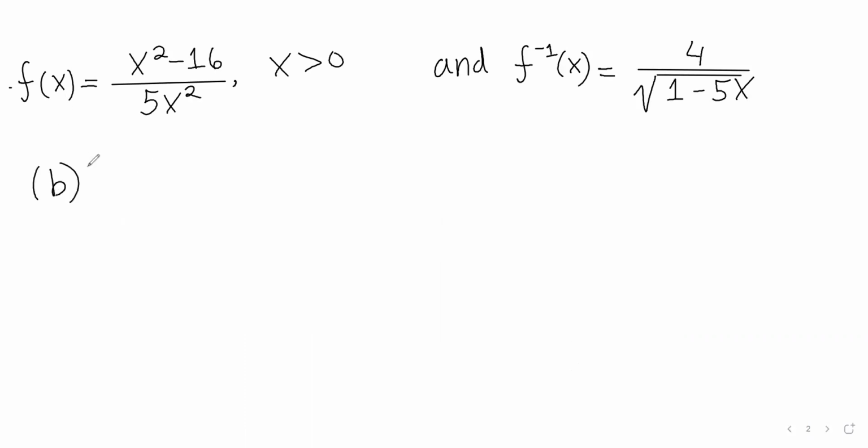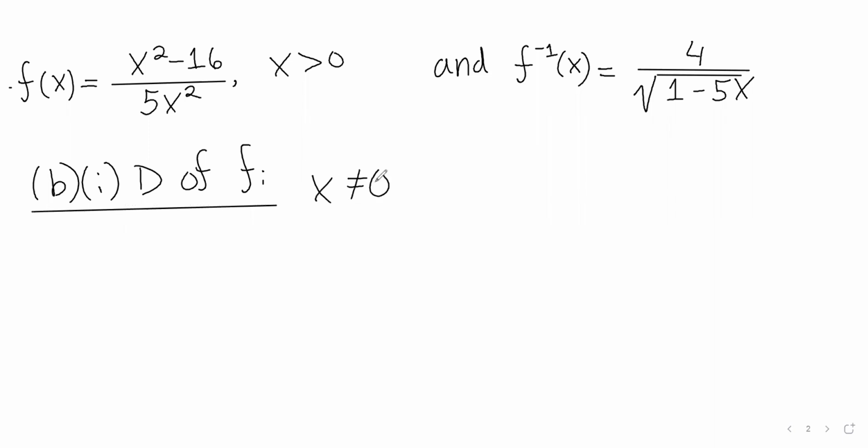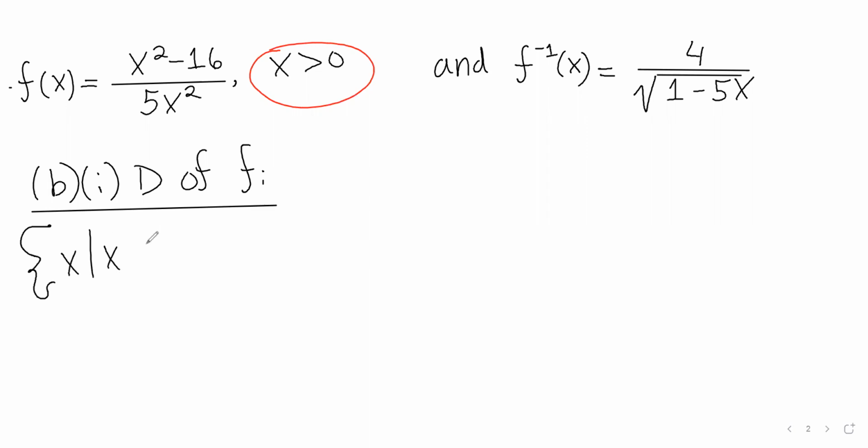So how would you find the domain of the original? Well, to do so, the denominator cannot be 0. However, since they gave us an inequality symbol, we use the symbol they provided for us. So we're going to use this for the domain. So format it as follows: the set of all x such that x is greater than 0.